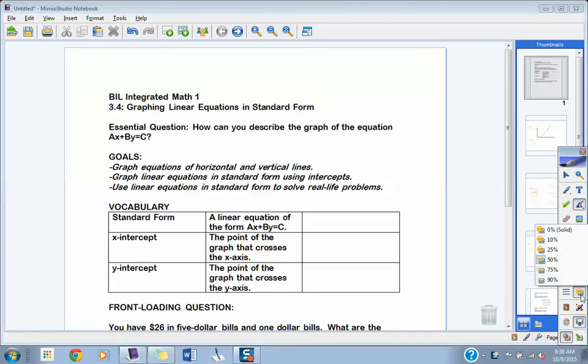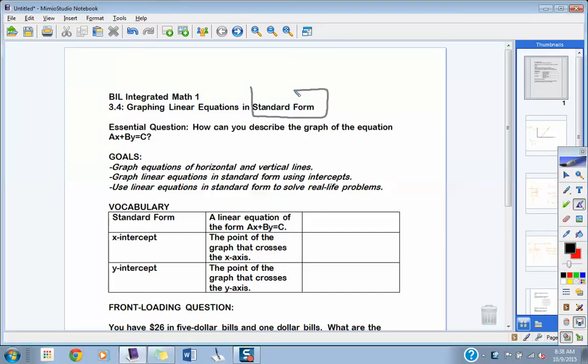So graphing something in standard form is really what we're looking at. And I'll show you what the standard form is in a second, but essentially, how can you describe the graph of the equation ax plus by equals c? This form right here is considered standard form. And I'll show you some examples here in a second.